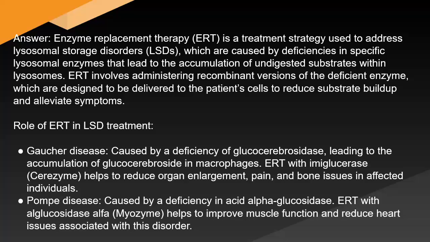Role of ERT in LSD treatment. Gaucher disease, caused by a deficiency of glucocerebrosidase, leading to the accumulation of glucocerebroside in macrophages. ERT with imiglucerase, Cerezyme, helps to reduce organ enlargement, pain, and bone issues in affected individuals. Pompe disease, caused by a deficiency in acid alpha-glucosidase. ERT with alglucosidase alfa, Myozyme, helps to improve muscle function and reduce heart issues associated with this disorder.